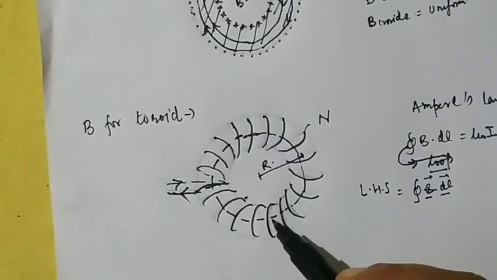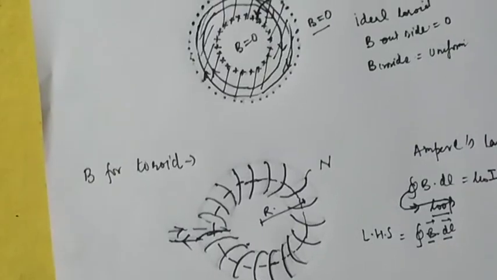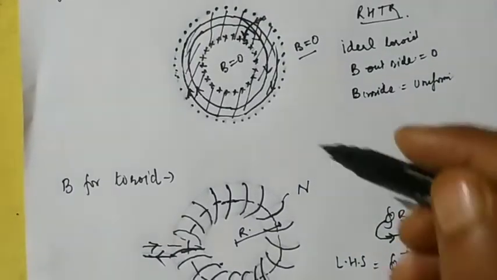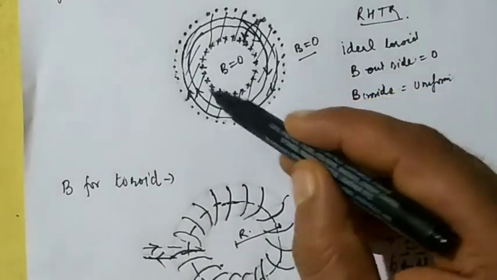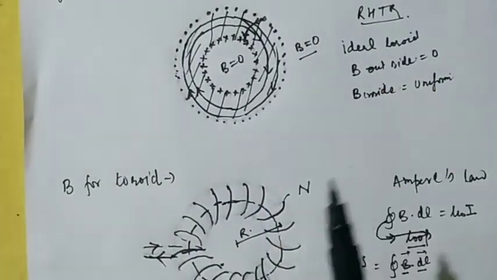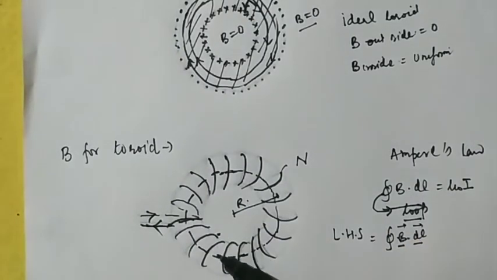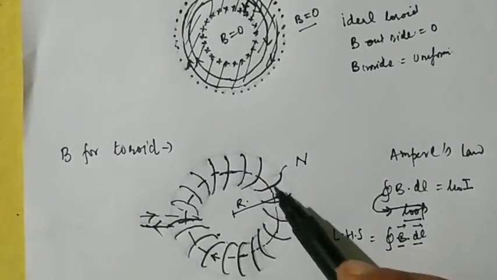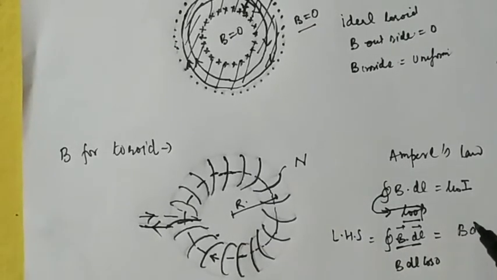We know that the direction of the magnetic field lines, as we discussed above, forms a circular loop, and we have chosen the loop along the same direction. Both are along the same direction. So B dot dl means B is parallel to dl, so B dl cos 0, which is equal to B dl.